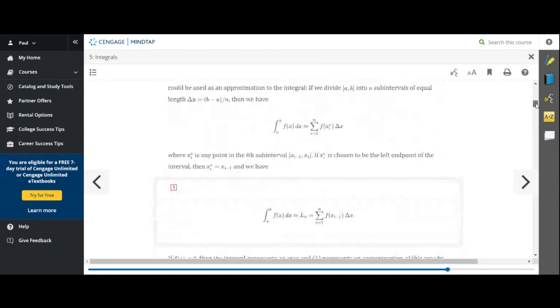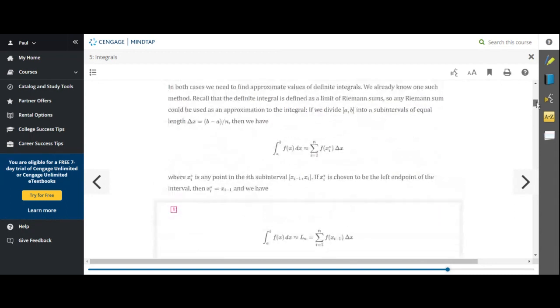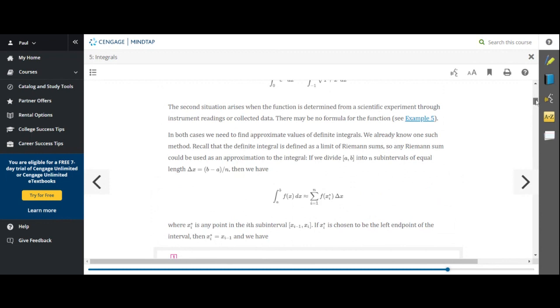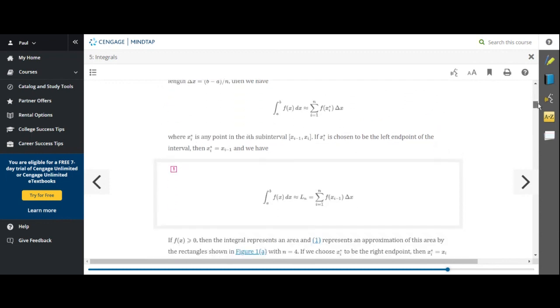But we have to ask ourselves, how did we originally learn how to approximate the area under the curve? Well, we took the area and divided it up. Underneath the function, we inscribed rectangles, and then added up the areas of each rectangle to approximate the area underneath the curve.